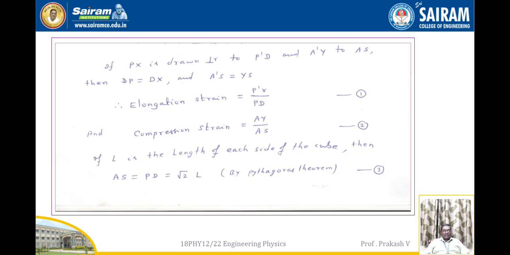If PX is drawn perpendicular to P dash D and A dash Y to AS, then DP is equal to DX and A dash S is equal to YS. Therefore, elongation strain is equal to P dash X by PD. Consider that as equation number 1, and the compression strain is equal to AY by AS, that is taken as equation number 2. If L is the length of each side of the cube, then AS is equal to PD, that is equal to root 2 L, according to Pythagoras theorem. Consider this as equation number 3.